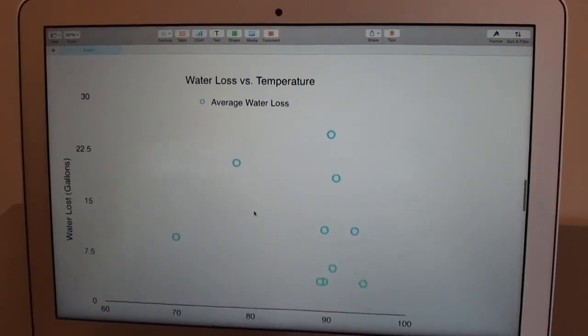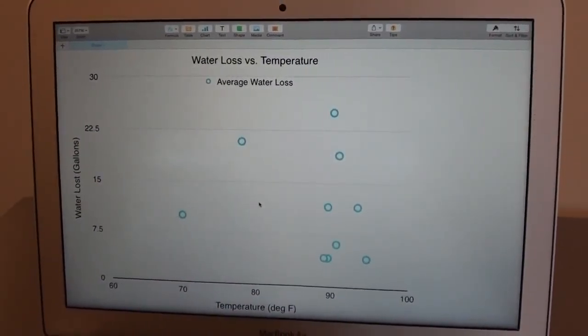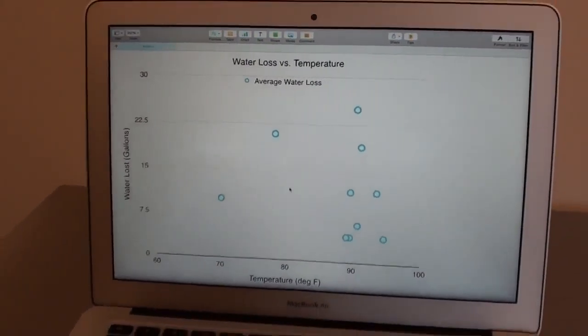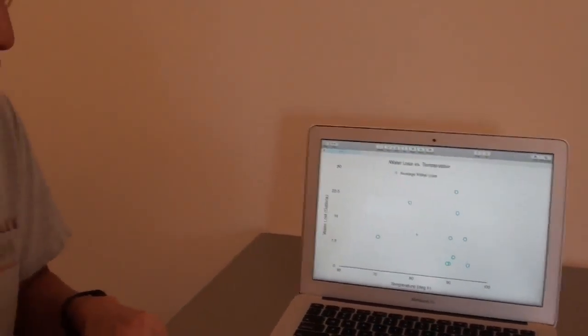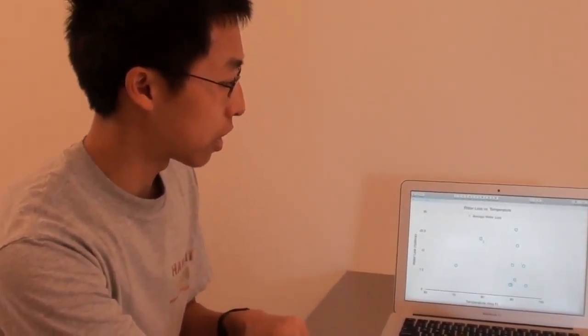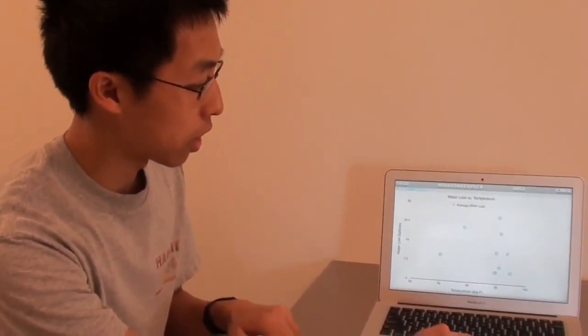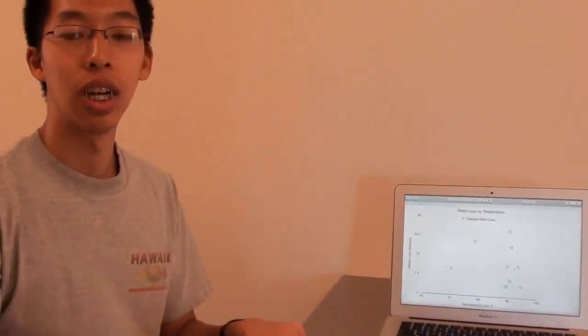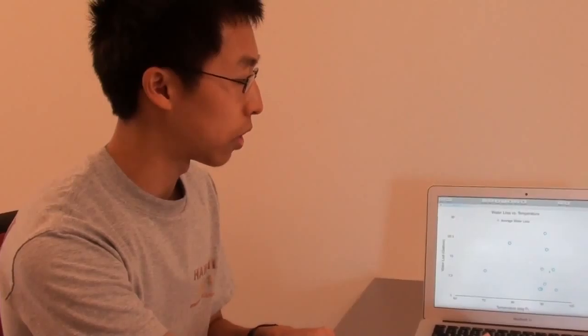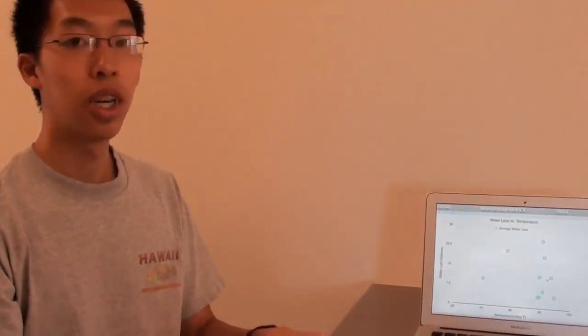We tried to see if there was a correlation between water loss and temperature. So I divided the water loss over the number of days that we weren't there, and tried to graph it against temperature to see if that would help. It didn't. Again, the water data is all over the place. There does not appear to be any correlation between the average water loss and the temperature or the humidity.